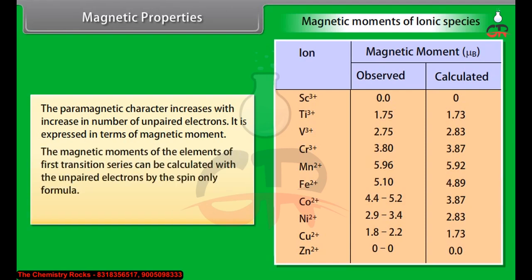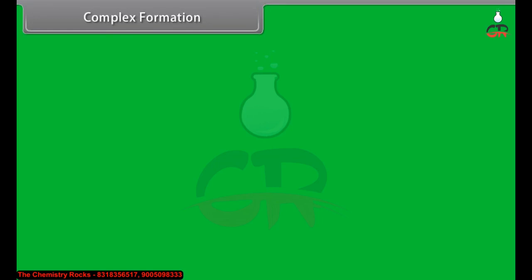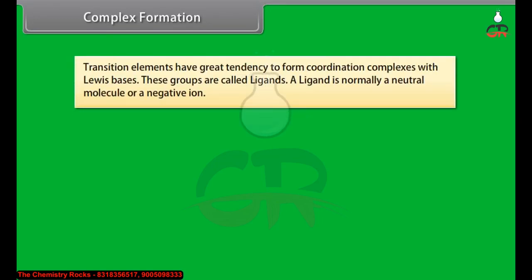The magnetic moments of the elements of first transition series can be calculated with the unpaired electrons by the spin-only formula. Complex formation. Transition elements have great tendency to form coordination complexes with Lewis bases. These groups are called ligands. A ligand is normally a neutral molecule or a negative ion.